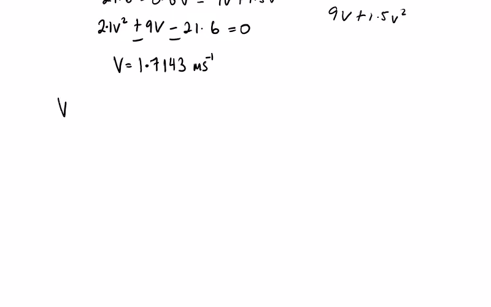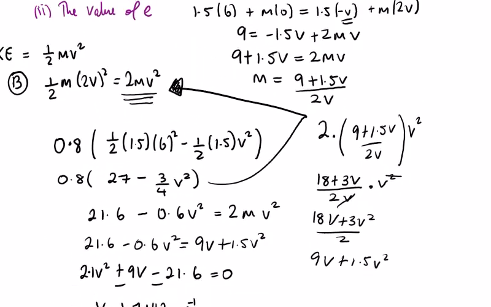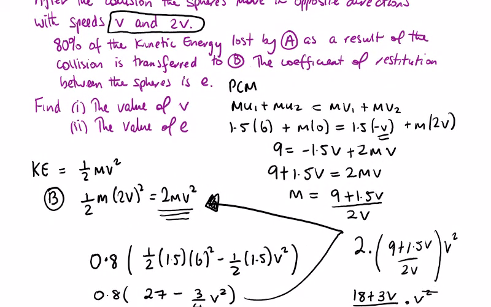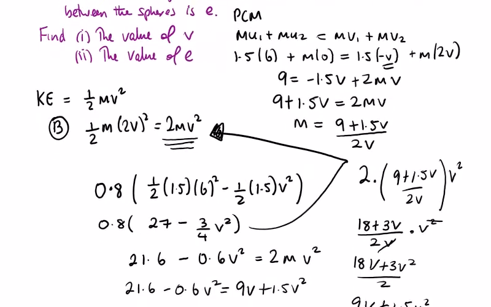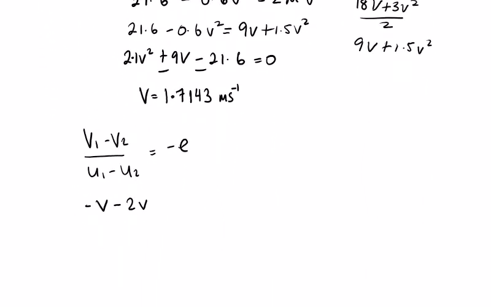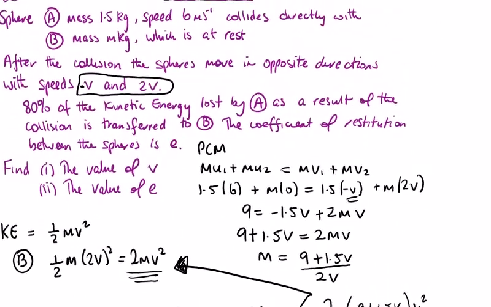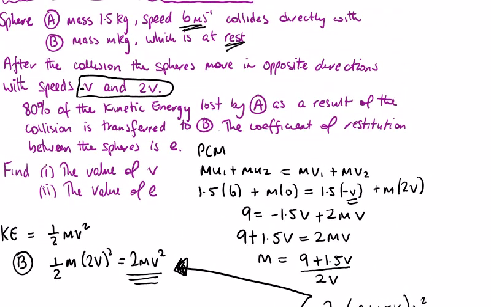So we have v1 minus v2 over u1 minus u2 is equal to minus e. So my v1 was minus v, and then we had a 2v. Just let's double check that. I'm doubting myself. The velocities, yeah, it was a negative v, going in the opposite direction. So v and 2v. And u1 was the 6, wasn't it? And at rest is 0.